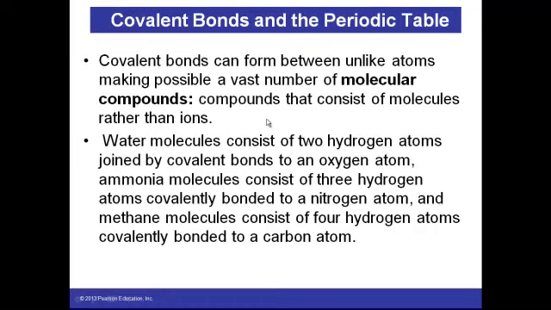So our water molecules consist of two hydrogen atoms joined by covalent bonds to the oxygen atom. This is a good example of a compound. Ammonia is another example of a covalent compound. It consists of three hydrogen atoms and one nitrogen atom. Methane would consist of four hydrogen atoms covalently bonded to a carbon atom, and so we've already seen that example as well. So there's many examples of compounds that exist as covalent compounds.